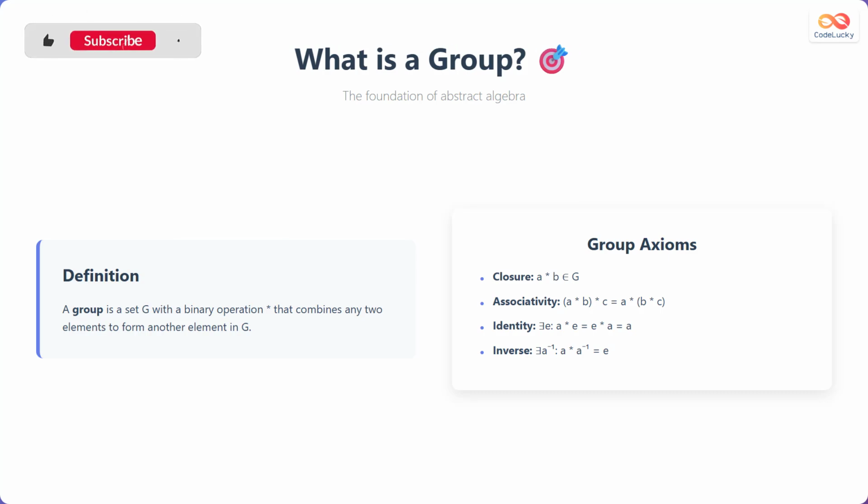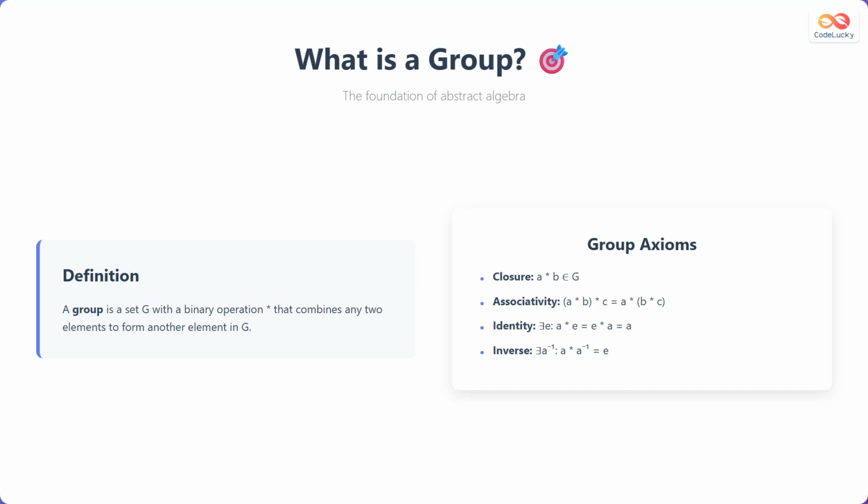Associativity requires that for any three elements, a, b, and c in G, the order in which we perform the operation doesn't matter. That is, (a star b) star c is equal to a star (b star c). Identity means that there exists an element, usually denoted as e in G, such that for any element a in G, a star e is equal to e star a, which equals a. This element e is called the identity element.